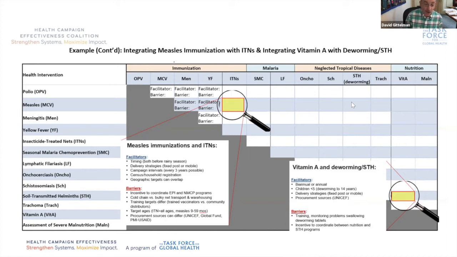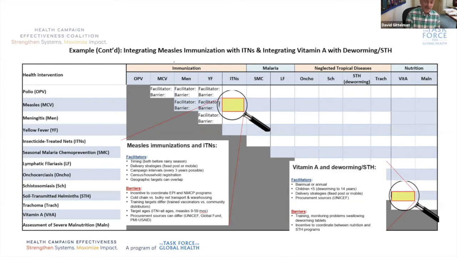Geographic targets can overlap, but the barriers that would have to be addressed, including the incentives to coordinate the EPI and MCP programs, which in some places are not necessarily a barrier, they work hand in hand, or it could be a problem of turf, of coordination, and so forth. The cold chain versus the bulky nets, their transport and their warehousing, all are barriers or challenges that needed to be addressed. And the differences in target ages, with the ITNs targeting all ages versus measles 9 to 59 months.